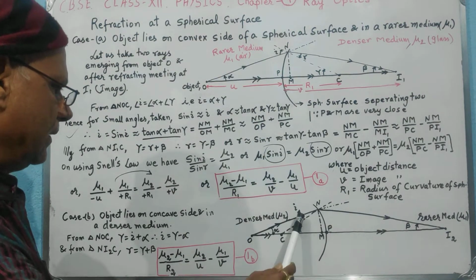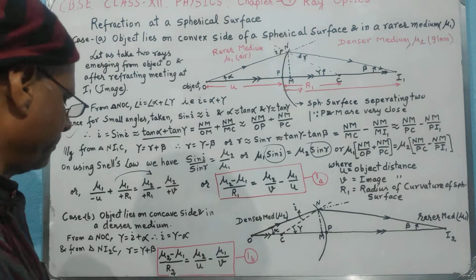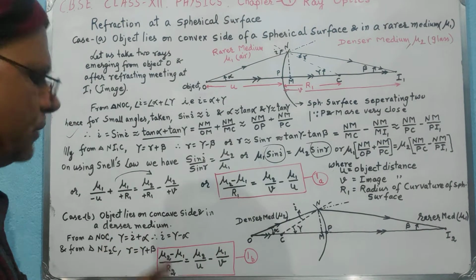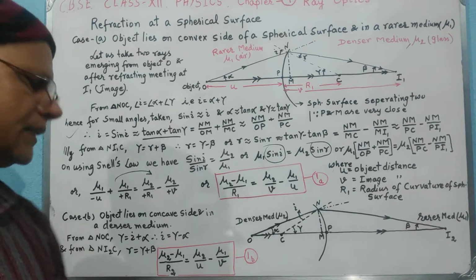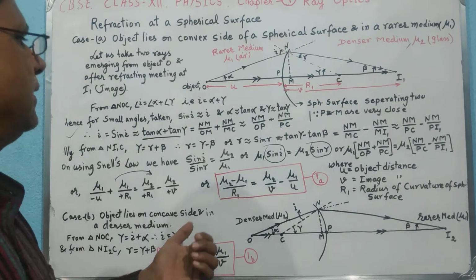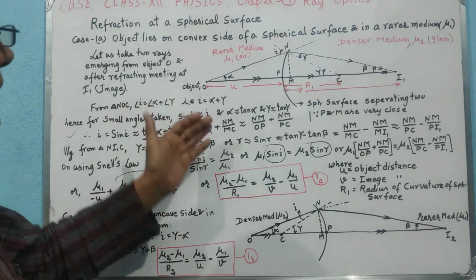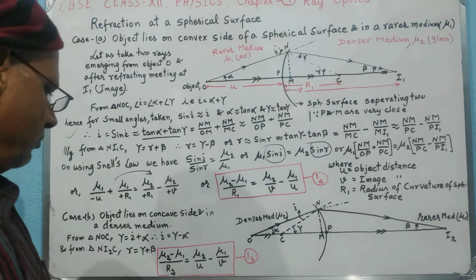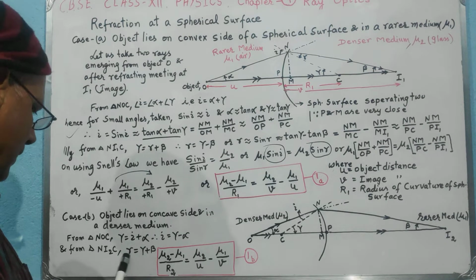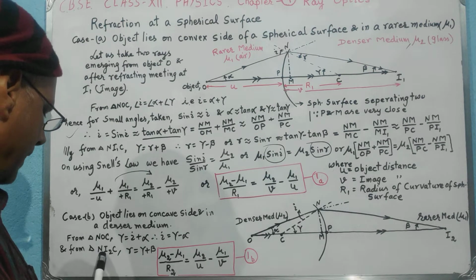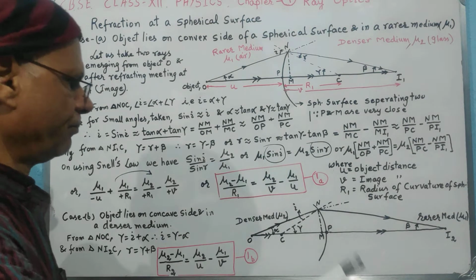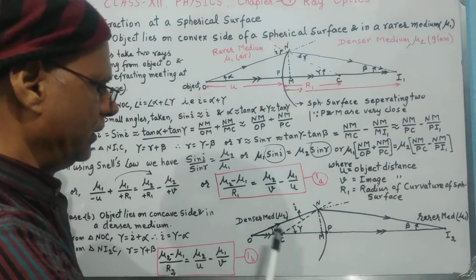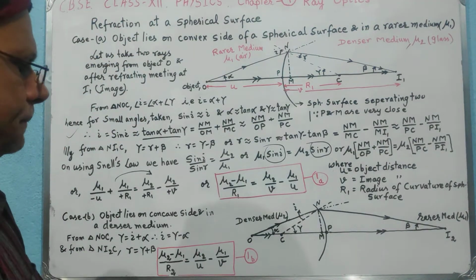Exterior angle is the sum of interior angles. So gamma is equal to i plus alpha, and so we get again the expression for angle of incidence i. We will deal with this expression in the same fashion as we have dealt above, and also using another relation from triangle N I2 C.